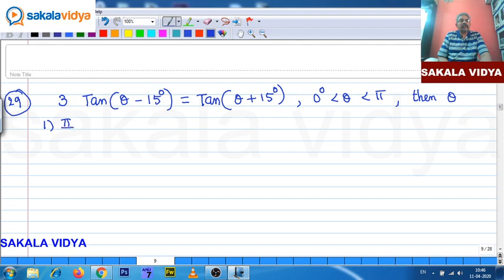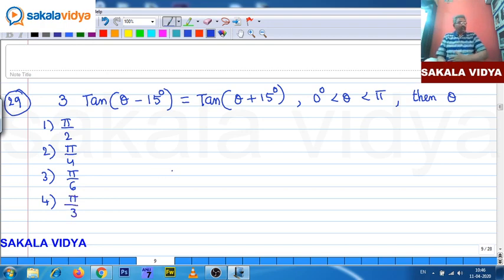First option is pi by 2. Second option pi by 4. Third option is pi by 6. Fourth option pi by 3. So now check the options.